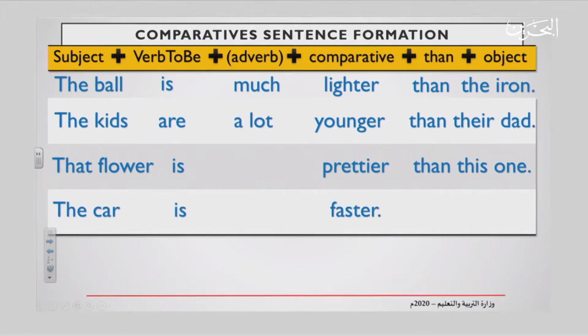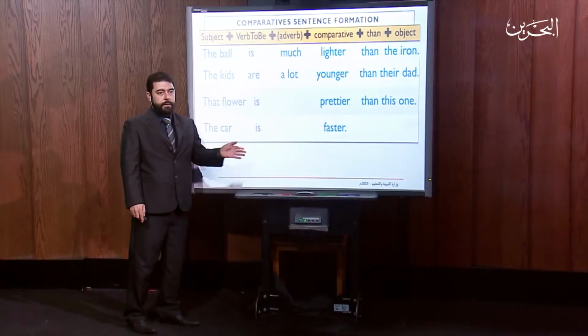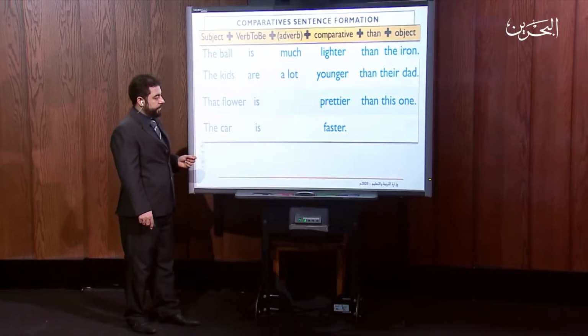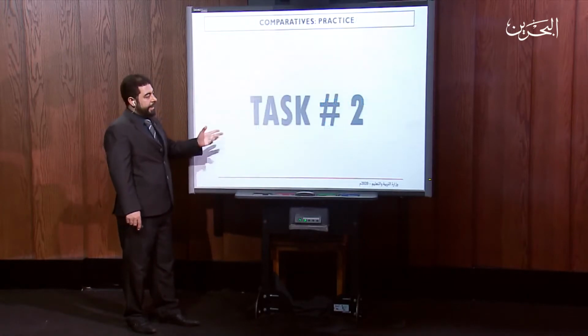All right. The car is faster. You see, sometimes you do not need to write the adverb or even the than or object. It is well known. The car is faster, and you are comparing it to a well-known thing, which is between common cars. Okay? All right, we have task 2.